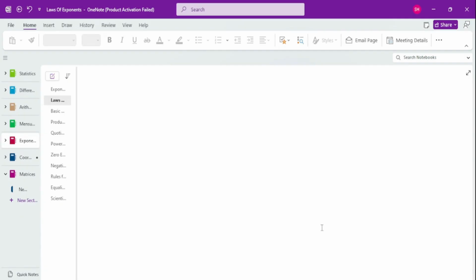In the second part of this Laws of Exponent, I'm going to solve a couple of questions from level 1 as well as level 2. So this is the third lecture of this Laws of Exponent and Power series. I'll suggest that if you have not watched the first part of this Laws of Exponent, first try to watch that video and then you can follow this second part.